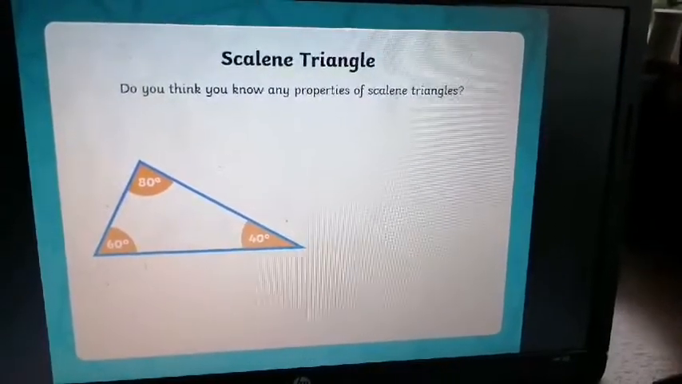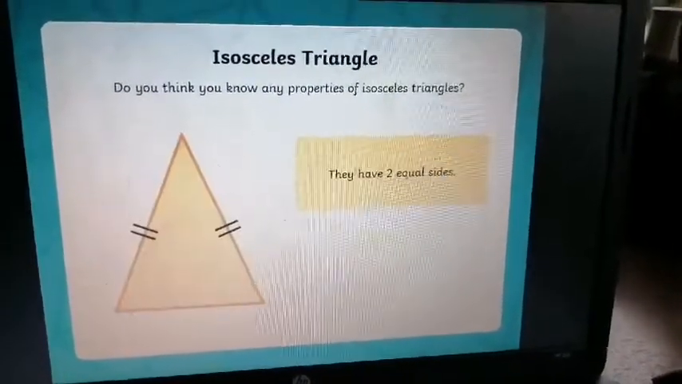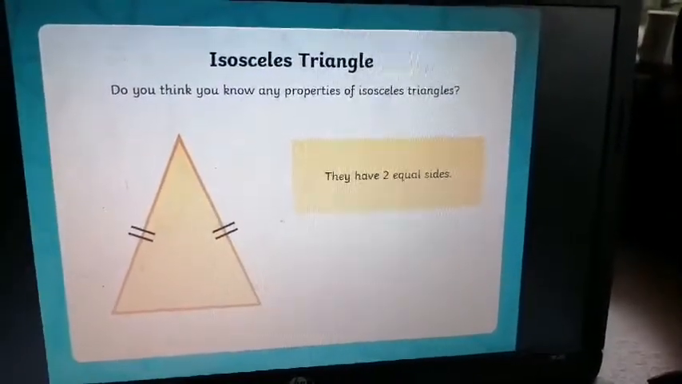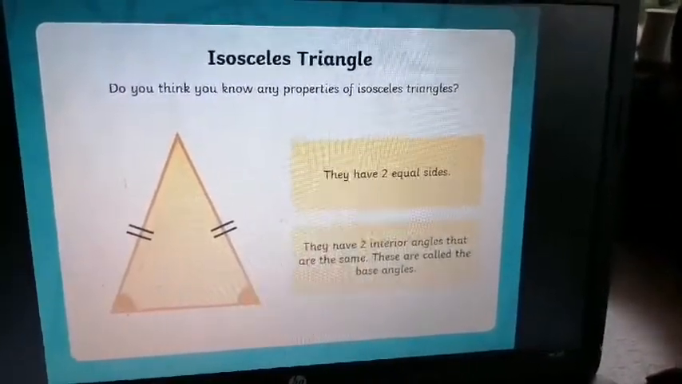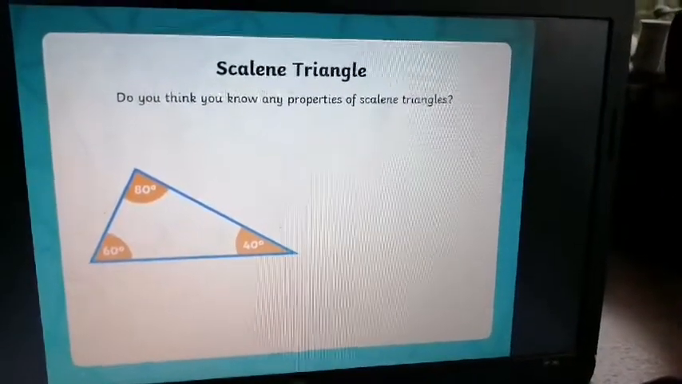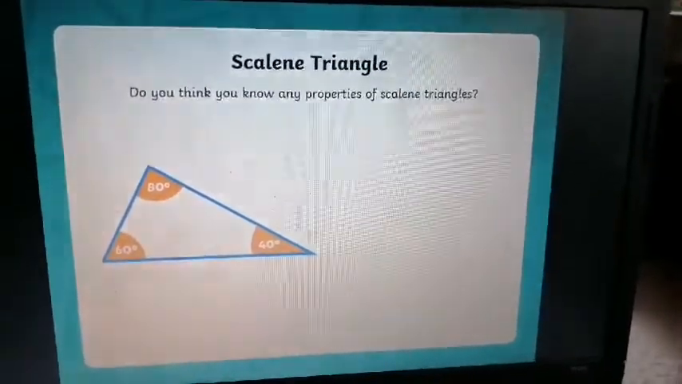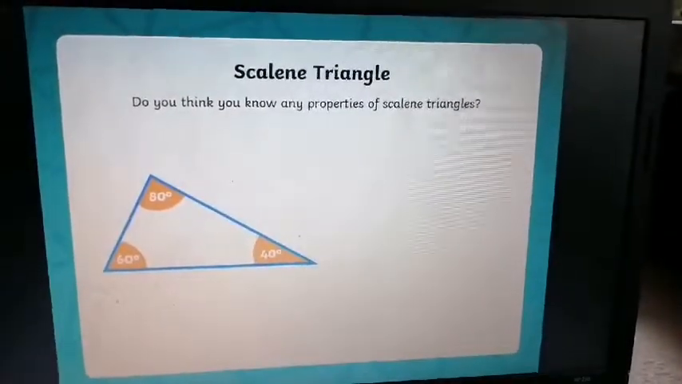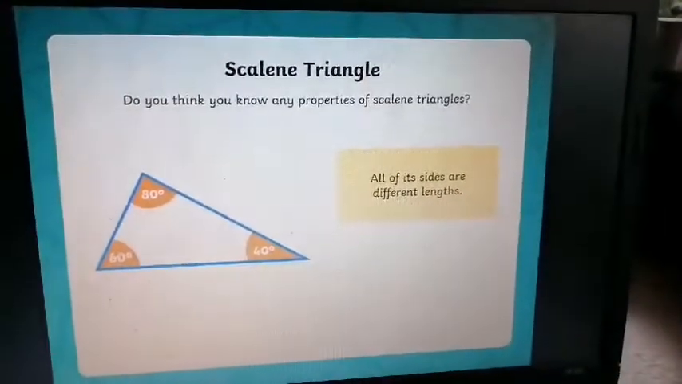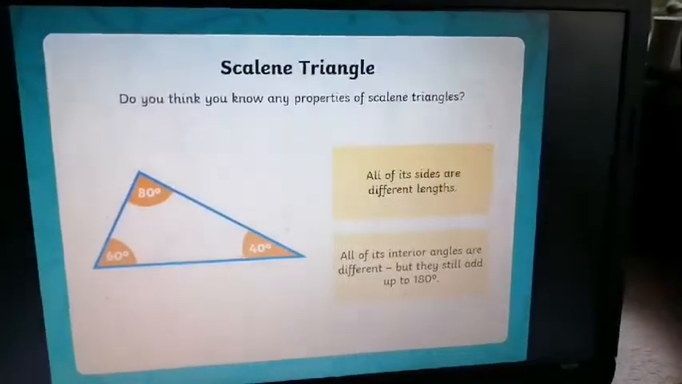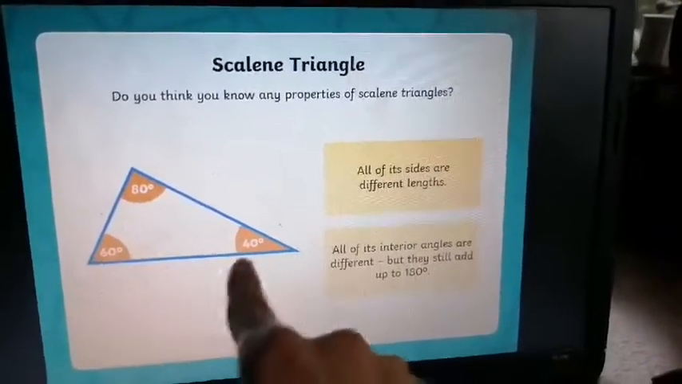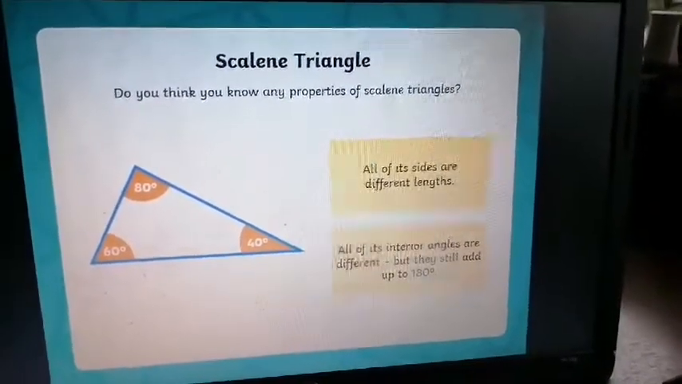A scalene triangle. So we've had equilateral, all three equal sides. Isosceles triangle, two equal sides. Now scalene, the odd one out. These have three sides that are different lengths, and three angles that are different sizes. All of its sides are different lengths. All of its interior angles are different, but they will still add up to 180 degrees. So 80, 60, add 40 makes 180 degrees.